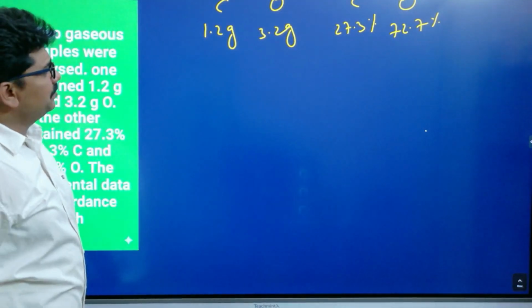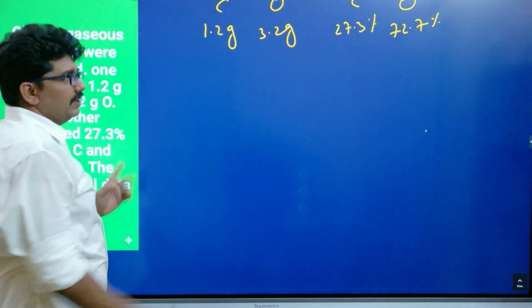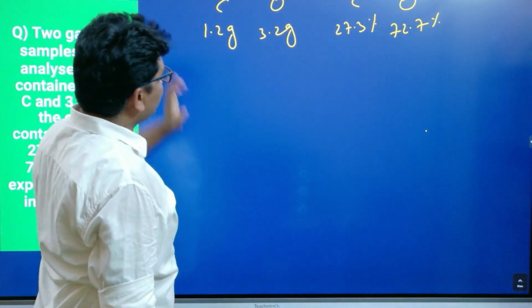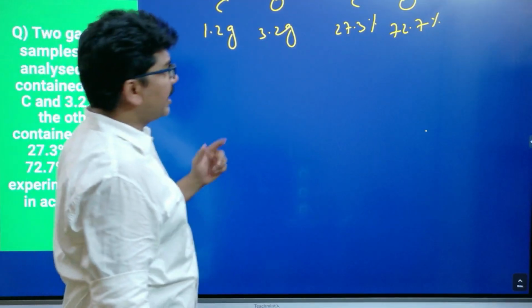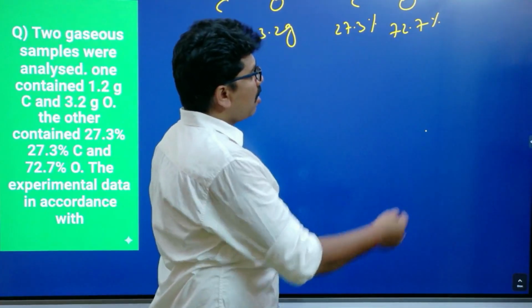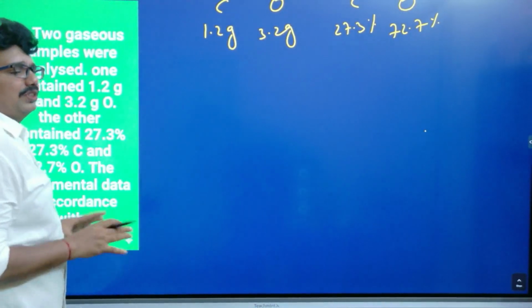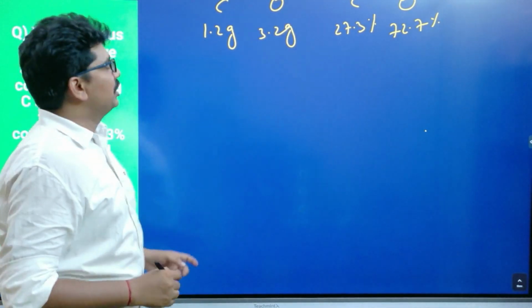So we have two samples. In these two samples, the elements are carbon and oxygen. First sample carbon and oxygen, second sample also carbon and oxygen. Right. So here carbon mass is 1.2 grams, oxygen mass is 3.2 grams. Similarly, in the second sample, carbon percentage is 27.3%, oxygen is 72.7%. Now we have to prove that it satisfies law of constant proportion.